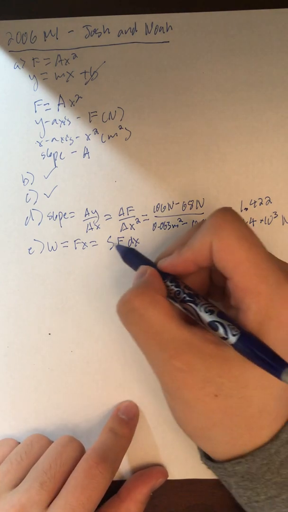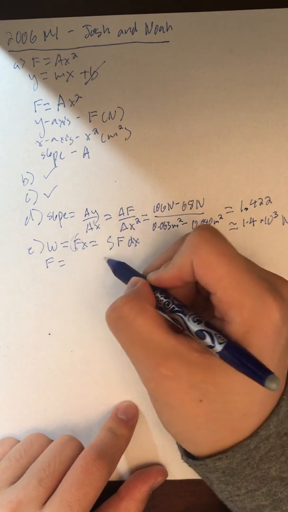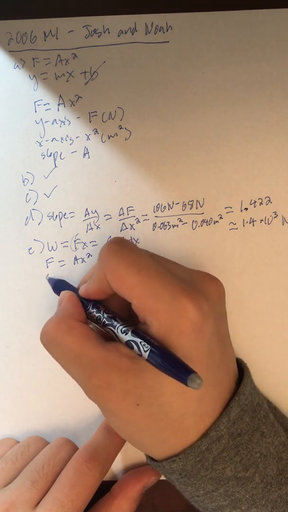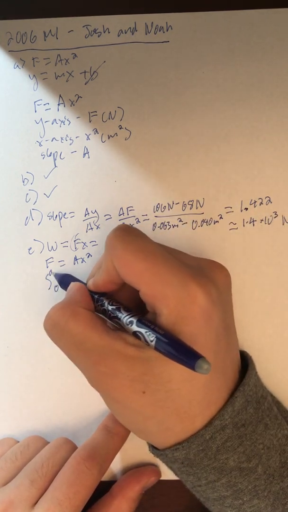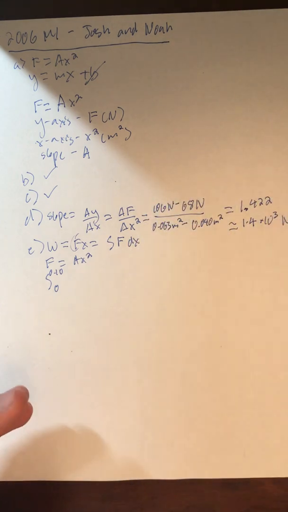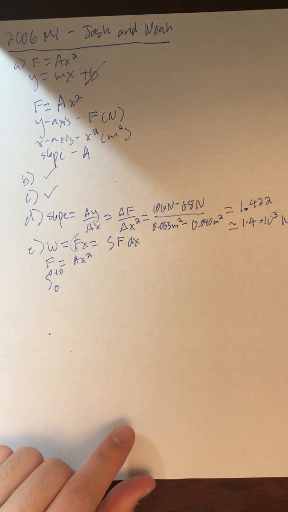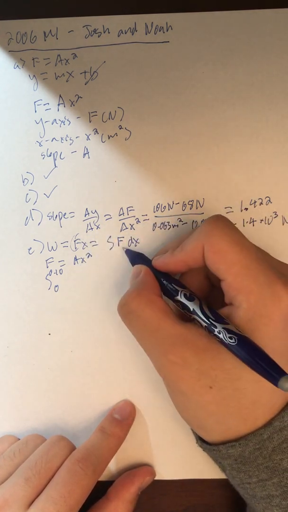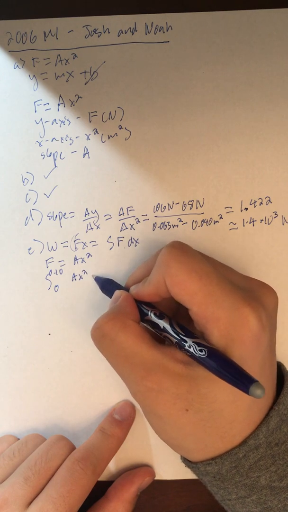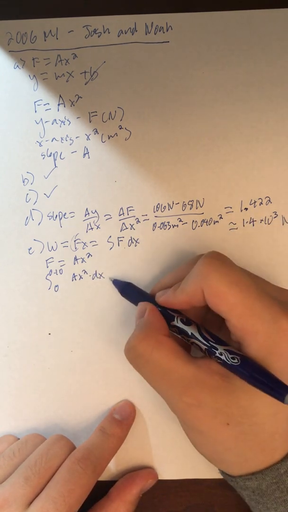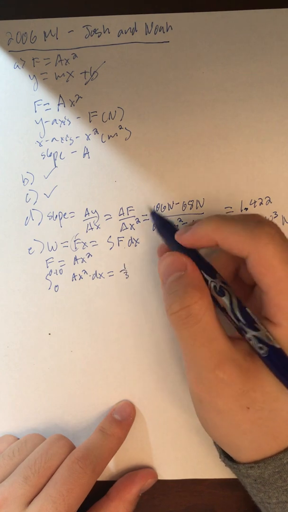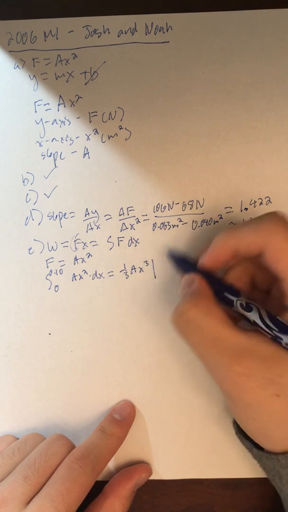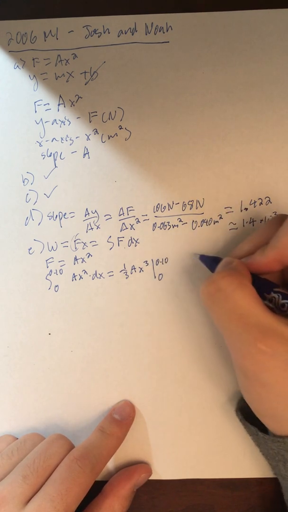So to do so, we're going to use the equation that F equals ax squared that we've used throughout this problem. And to integrate that, we know the limits are from 0 to 0.10 meters, since that's the maximum, that's the amplitude, the maximum distance from equilibrium that the spring can go. And we're going to plug in this equation for F in the integral, ax squared dx. And then we integrate that using basic integration rules, and we come up with 1/3 a x to the third, with bounds from 0 to 0.1.